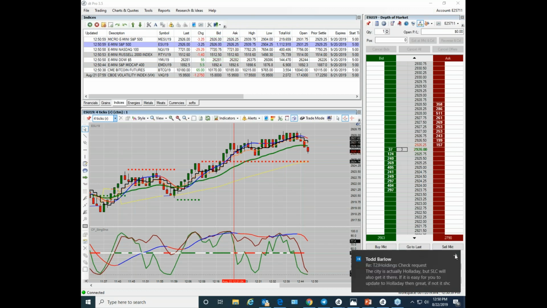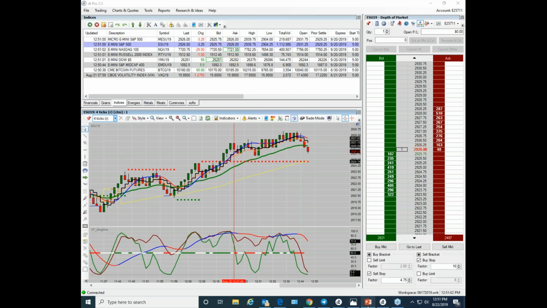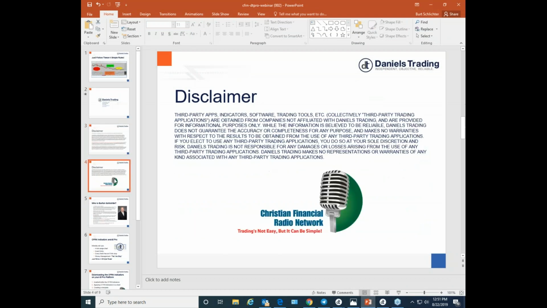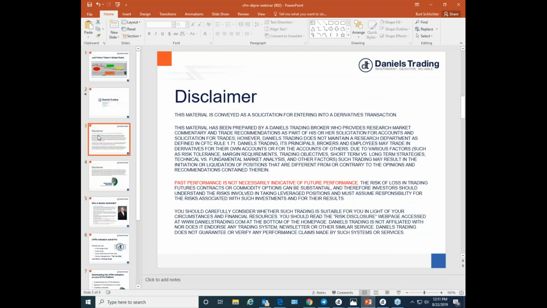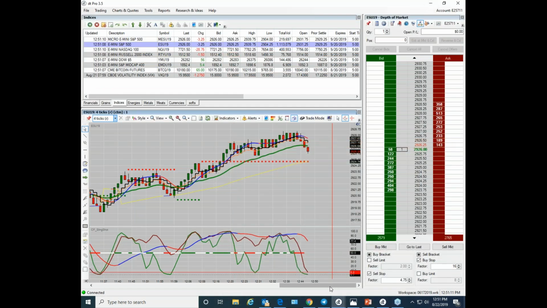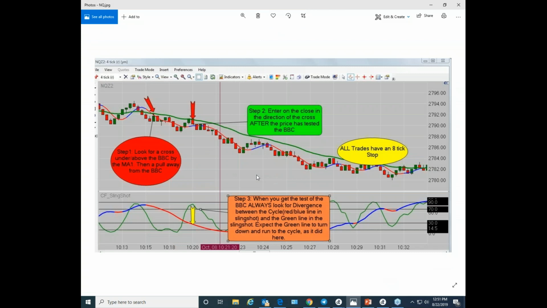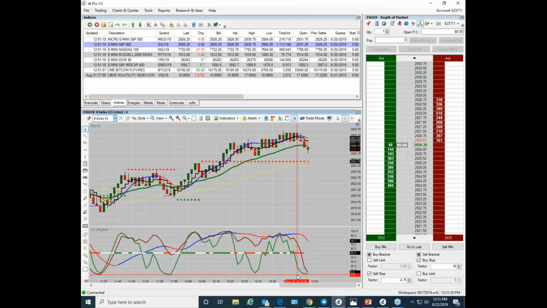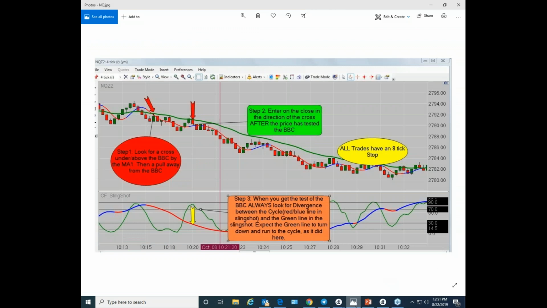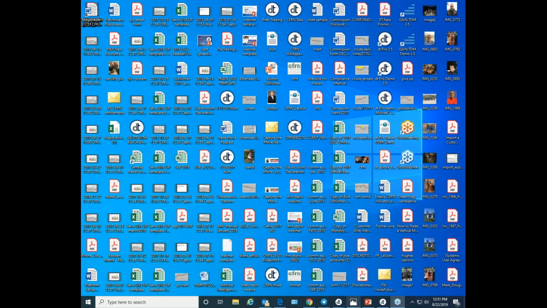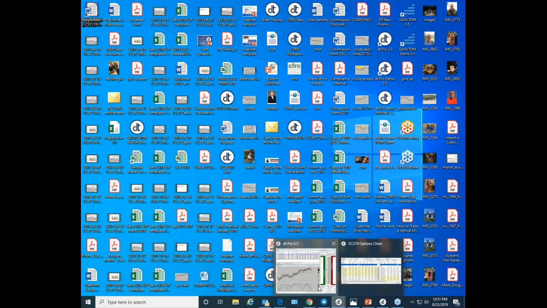So the idea is, number one, the first part of it is I'm going to go over some of the disclaimers that I have to point out to you before I can present. Secondly, I'll break down the trade setup in slow motion. And third, we'll pop into a live environment and we'll look for the same setup, put trades on, manage them and take them off.